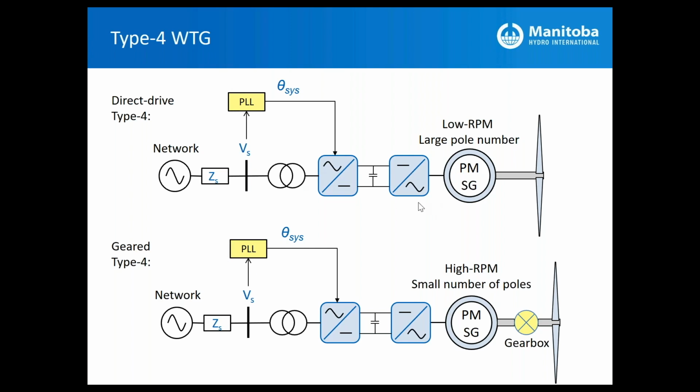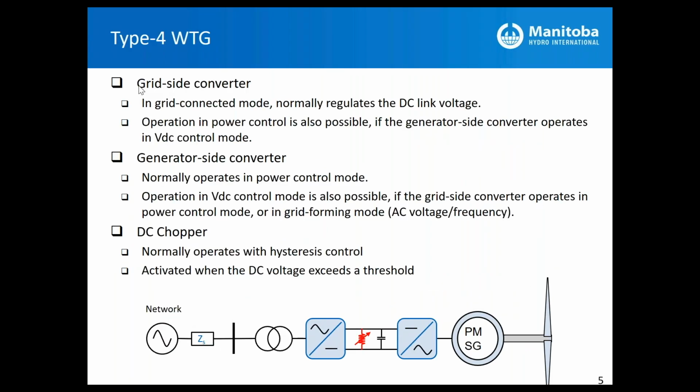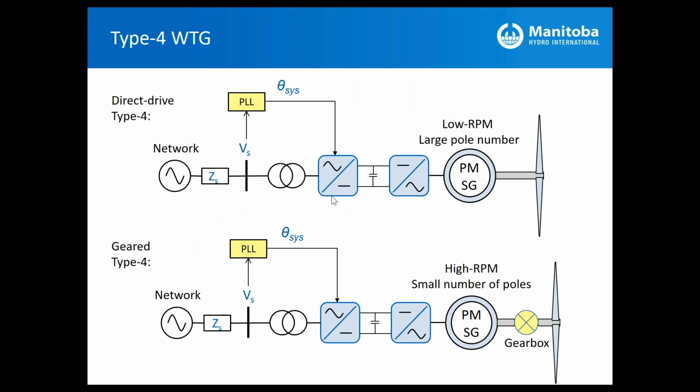So for type 4, I'm focusing on type 4 and showing some block diagrams as a reminder to you. There is a grid side converter and there is a generator side converter. The generator could be permanent magnet without the gearbox, or even an induction machine squirrel cage, and you have a full converter base between the two.